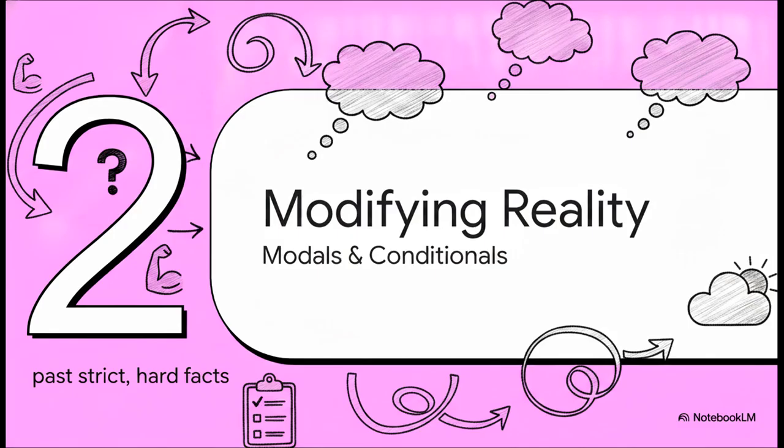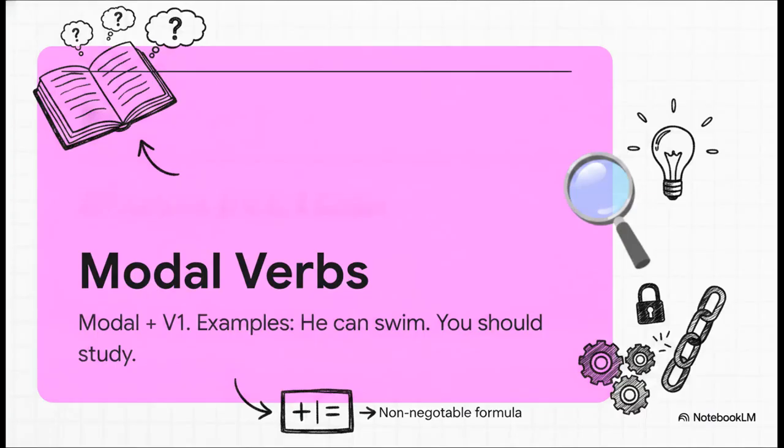Moving right along to Section 2, modifying reality with modals and conditionals. This is all about expressing what could or maybe should be. So, we are stepping away from strict, hard facts now and getting a bit more flexible. Let's look at Rule 8, modal verbs. We're talking about words like can, could, shall, should, may, and might. These guys act as reality modifiers. They take a standard, simple action and spin it into a possibility or a strict necessity.